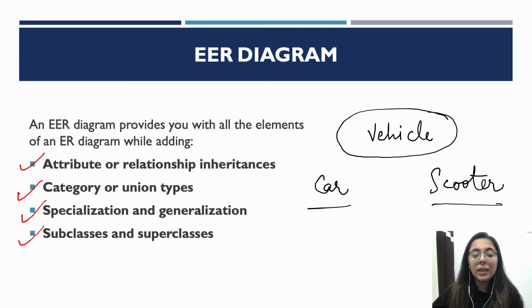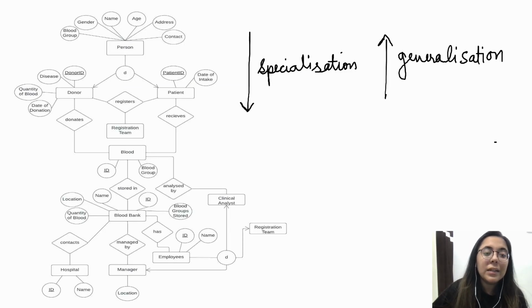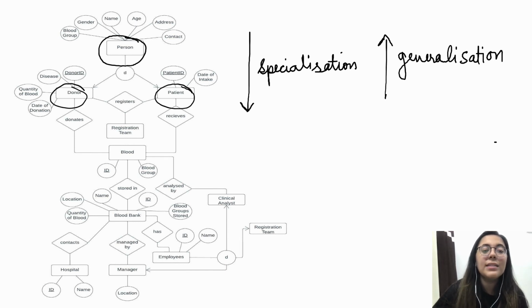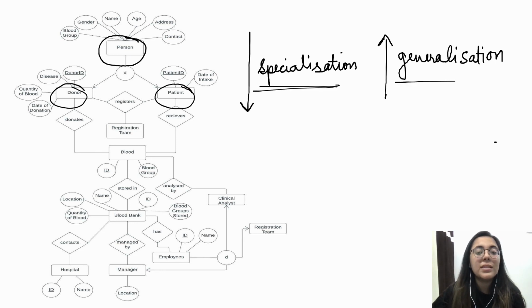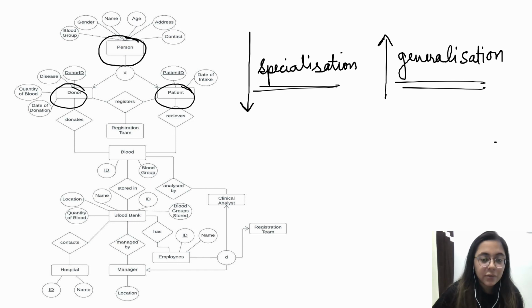Let us see the EER diagram that we have drawn for our project. Over here we can clearly see that person is a generalized superclass while donor and patient are specialized subclasses. So this is what we do in our EER diagram, wherein when we move downwards we find specialization occurring, while when we are moving upwards we can simply understand the concept of generalization.